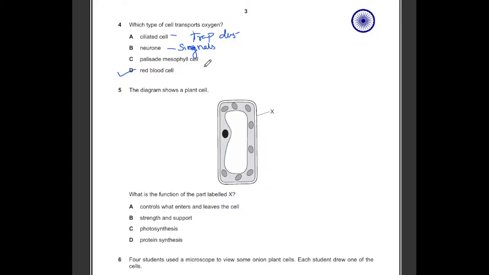Signals. And palisade mesophyll cell is for doing photosynthesis. They are specialized cells, right? Okay, so basically red blood cells carry O2 and CO2.